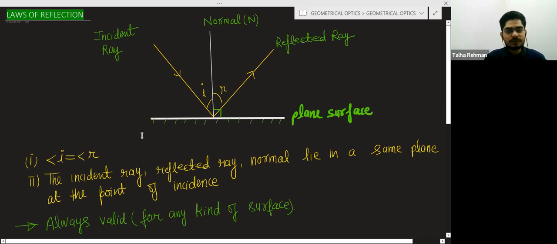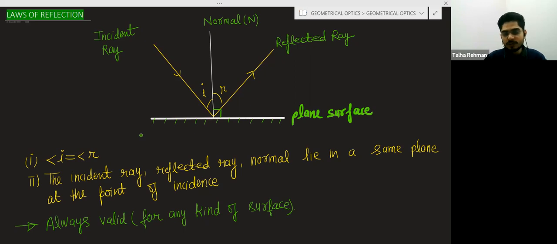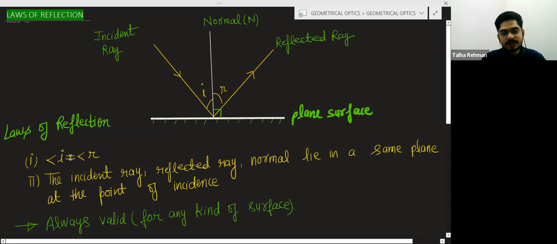So basically, there are two laws of reflection. Number one: the angle of incidence is always equal to the angle of reflection. This I is always equal to R. Suppose this I is 30 degrees, then R will also be 30 degrees. Suppose I is 60 degrees, then R will automatically be 60 degrees.